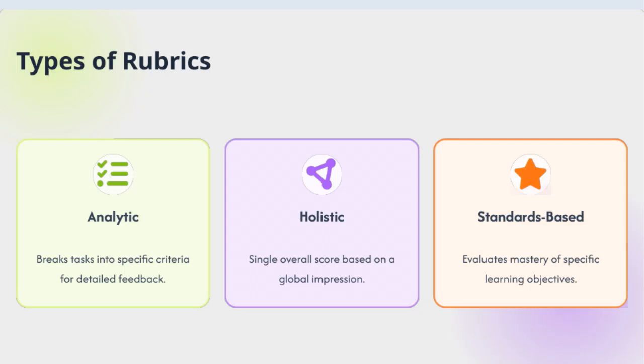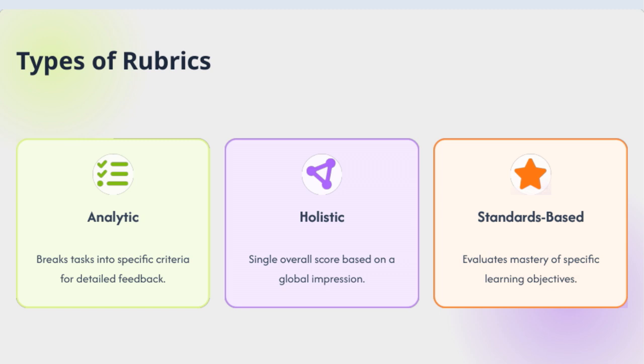Now, let's look at how we evaluate mastery of specific learning objectives. First, we have standards-based rubrics, which provide a single overall score based on a global impression of the student's performance. This approach gives a quick snapshot of how well someone is meeting the overall expectations. Next, there's the holistic approach, where tasks are broken down into specific criteria. This allows us to give more detailed feedback, highlighting strengths and areas for improvement across different aspects of the work.